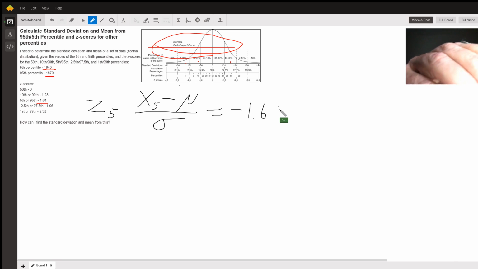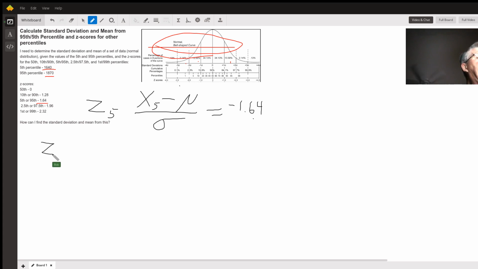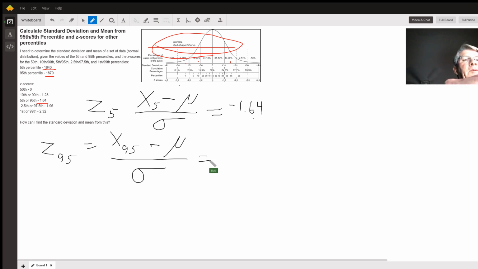Negative 1.64, because again, we're below the mean. And then the z-score at the 95th percentile will be equal to the data value at the 95th percentile, again shifted by the mean, normalized by the standard deviation, and that will be equal to positive 1.64. And it turns out we know what X5 is, it's right there. And X95 is again right there. So we have two equations and two unknowns, and we can just basically go to town solving it.